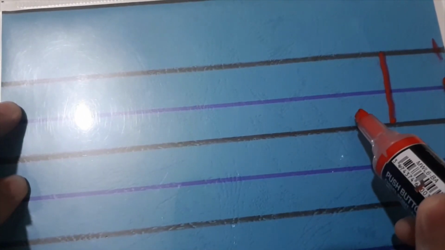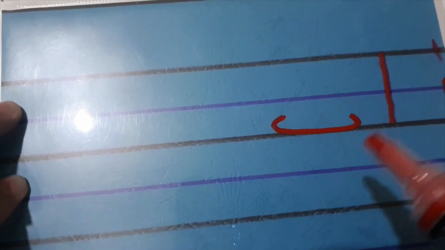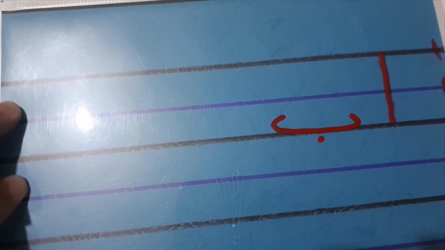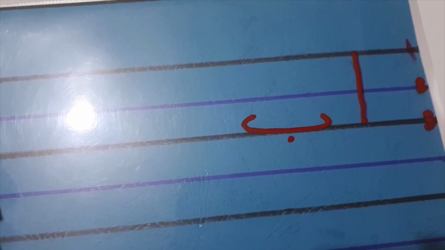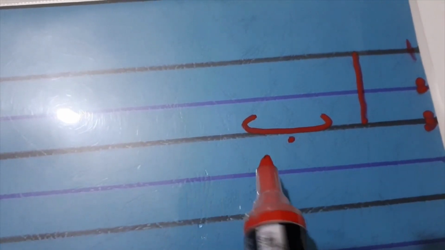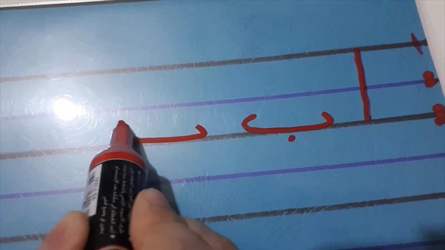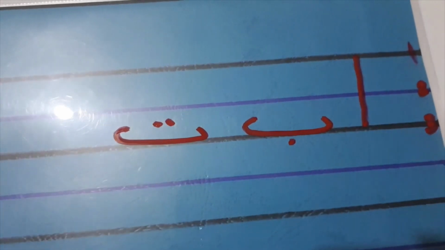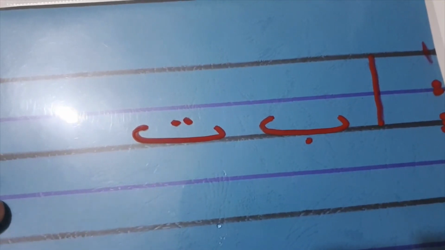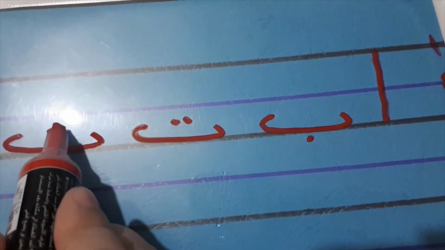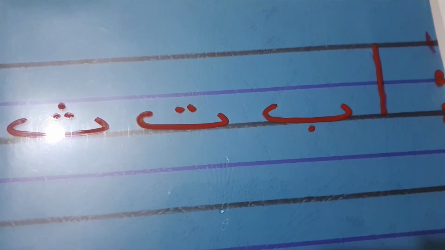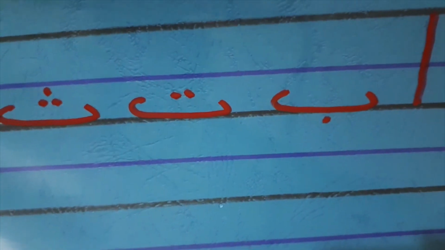Next, the ba is on the third line. To start from the middle here and one dot below. And the ta, the same shape as the ba, and it has two dots on top, and the tha is the same, three dots on top. So this is how you're going to know these letters.